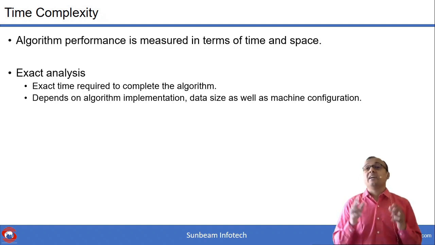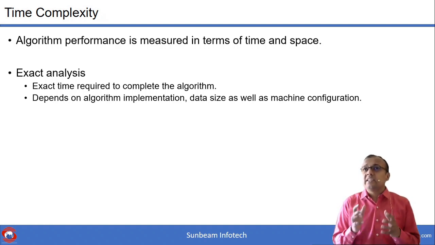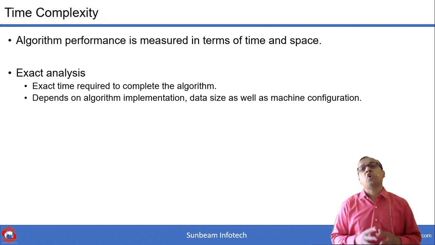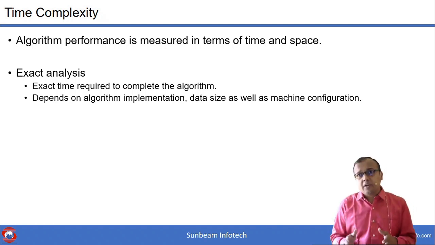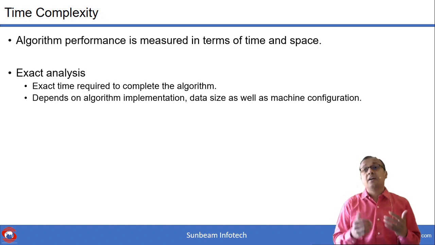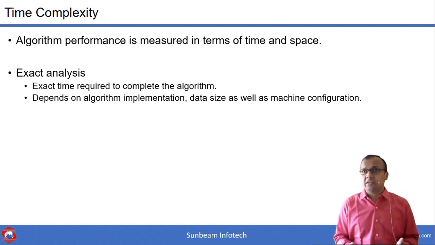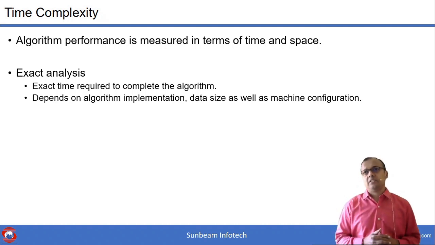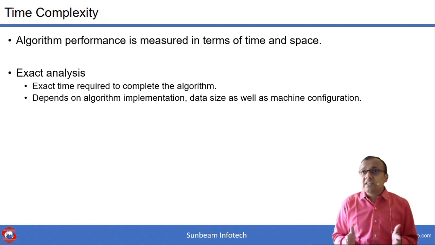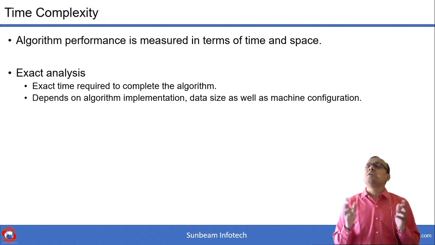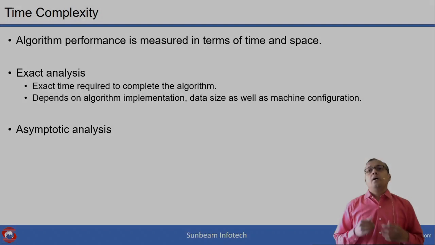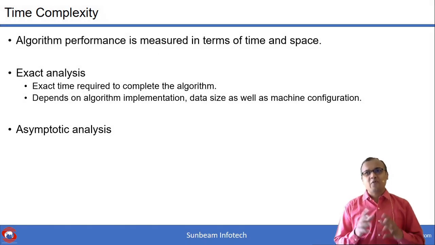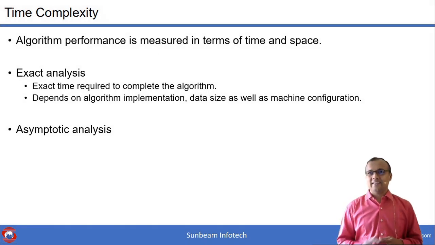Now you see, if an algorithm is taking 100 milliseconds on a Pentium machine, the same algorithm for the same data may take less than 30 milliseconds on a Core i7 machine. Obviously, this analysis is not much useful. Another way to measure the performance of the algorithm is asymptotic analysis.